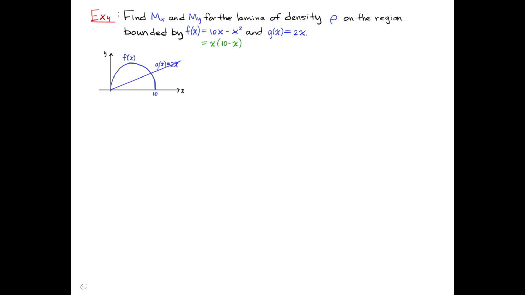And to find our bounds, let's set the two equal to each other. 10x minus x squared equal to 2x. So we would have x squared minus 8x equal to 0. And factoring out our x, we have x times x minus 8 equal to 0. And so the curves intersect at the origin and then also at x equal to 8. So this would be x equal to 8, about there.